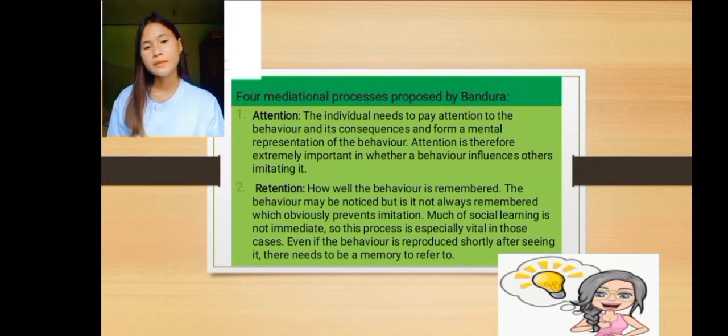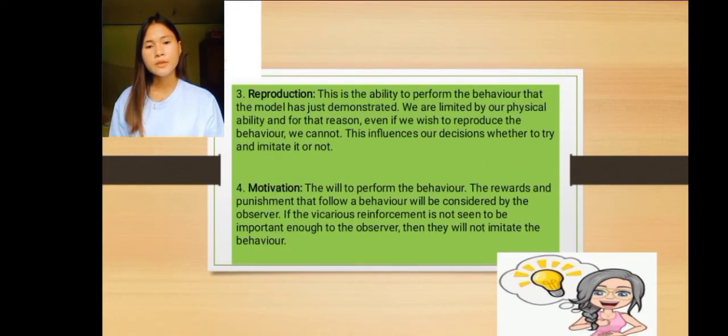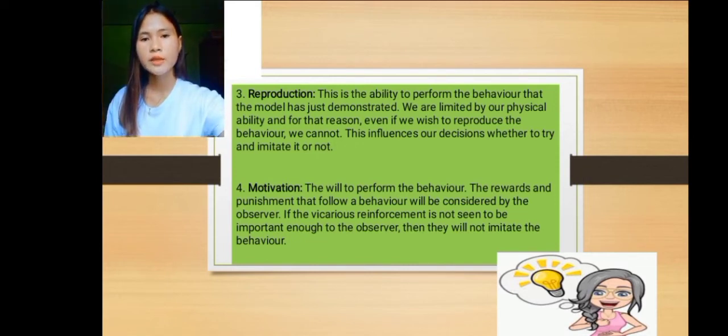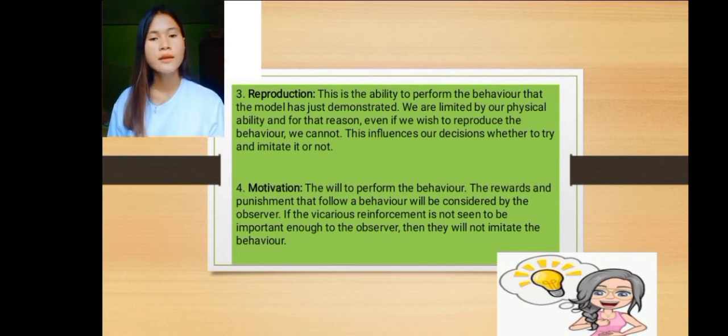So the third is reproduction. This is the ability to perform the behavior that the model has just demonstrated. We see much behavior on a daily basis, and we would like to be able to imitate that, but that is not always possible. So we are limited by our physical ability, and for that reason, even if we wish to reproduce the behavior, we cannot, because we cannot physically do it. So this influences our decisions whether to try and imitate it or not.